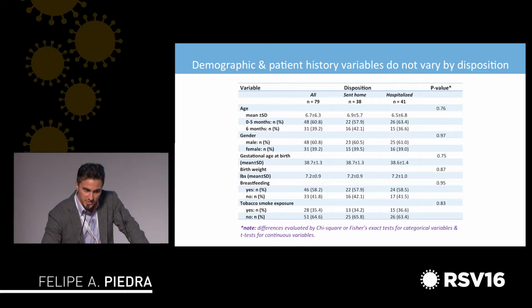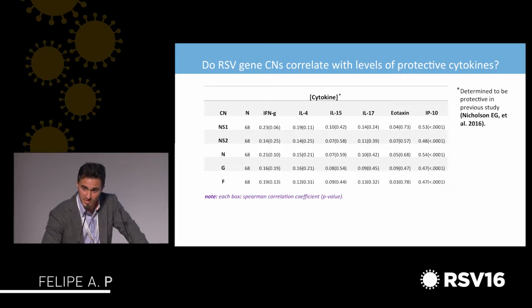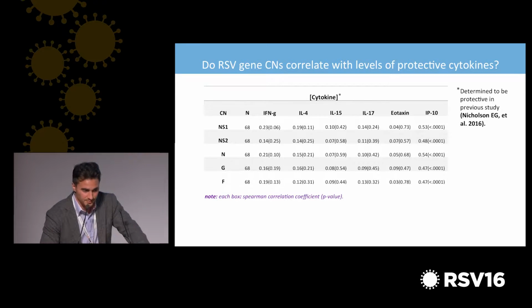And before jumping into our more interesting results, I want to quickly tell you that there were no significant differences in demographic and patient history variables based on clinical outcome among the infants whose samples were used in this study. So the first thing we asked was, do the RSV gene copy numbers I measured correlate with levels of cytokines that were shown in the lab's previously published study, Nicholson et al. 2016, to associate with improved clinical outcome?